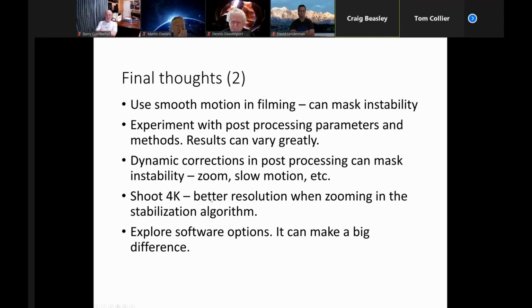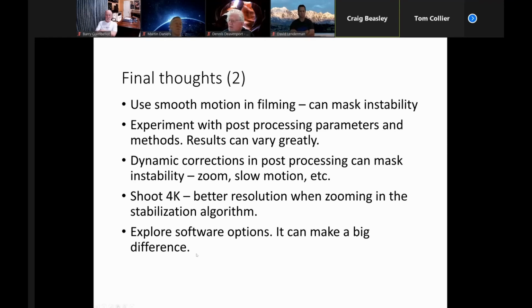Shoot 4K, because this zooming thing that you're going to have to do in stability is going to eat up pixels. So typically, if your output is going to be 1080p, shooting in 4K lets you do a lot of zooming and still have all original pixels for the final image.